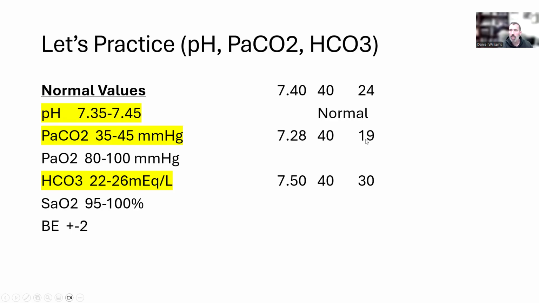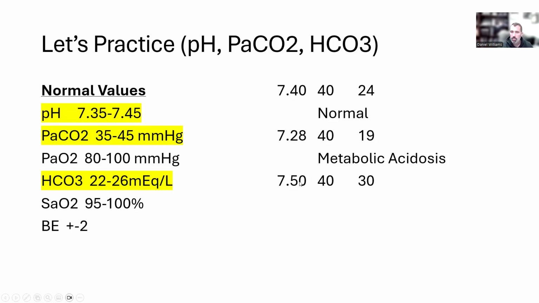But if I look at the bicarb, and I remember that my bicarb has a direct relationship with pH, if bicarb goes down, it brings pH down with it. Then here I'm looking at a metabolic acidosis. I have an acidosis, and the cause of it is the metabolic system. So it's a metabolic acidosis. 19 is less than 22. That is a metabolic acidosis.